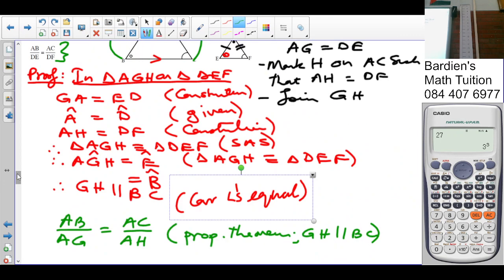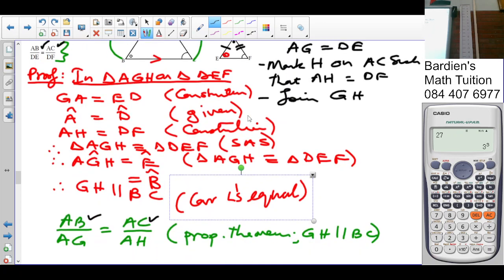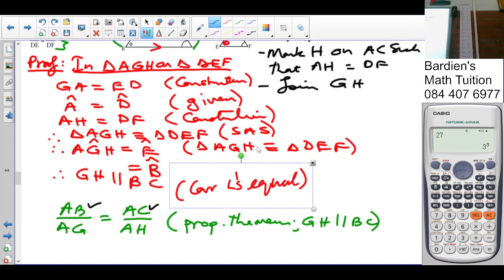But if you look at what we have, you see AB we have now in its place. AC we have. But AG and AH we don't, it's not in its right place. Not so. However, we know that AG, what is AG equal to? AG is equal to DE. How do you know that? Construction. And AH is equal to DF. Can you see that? Also construction.